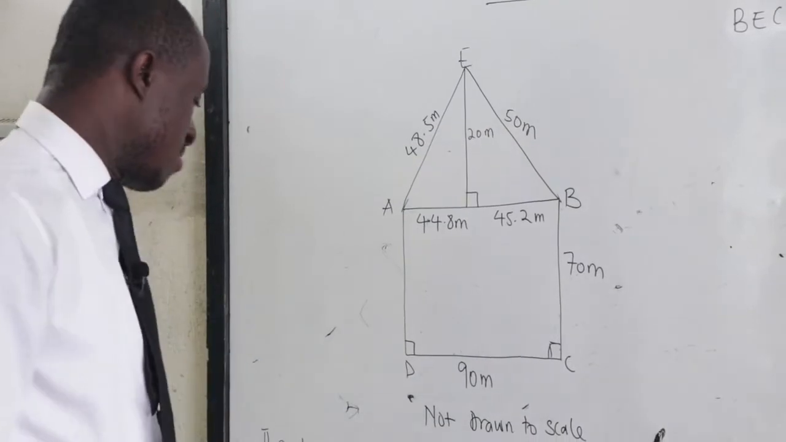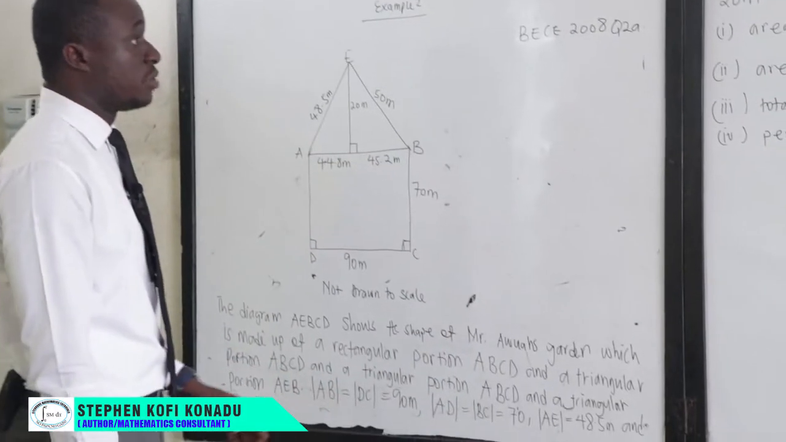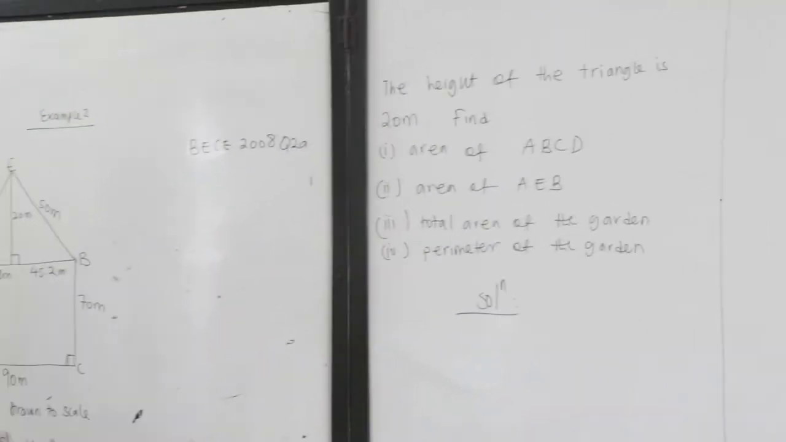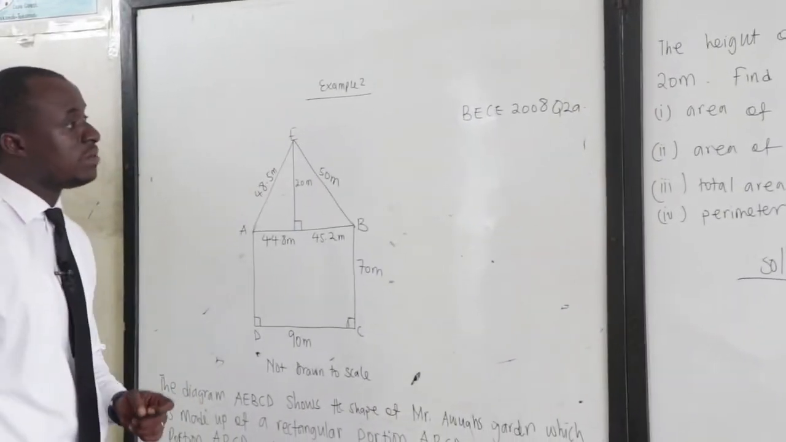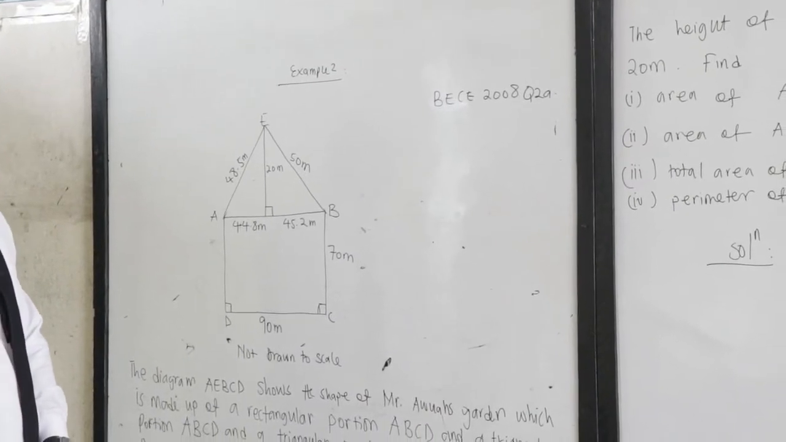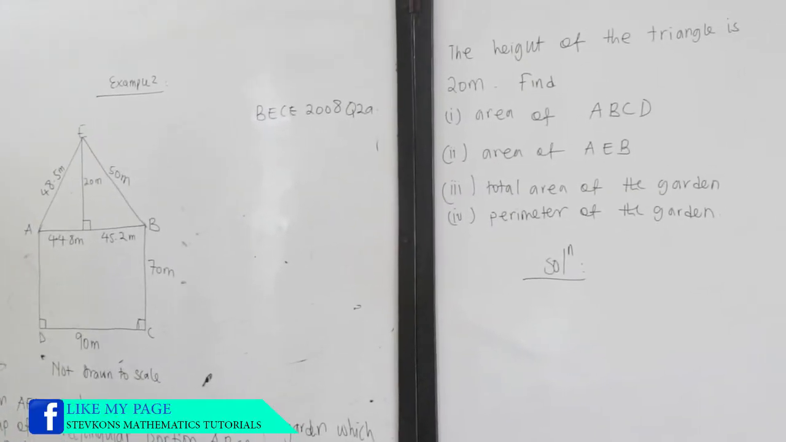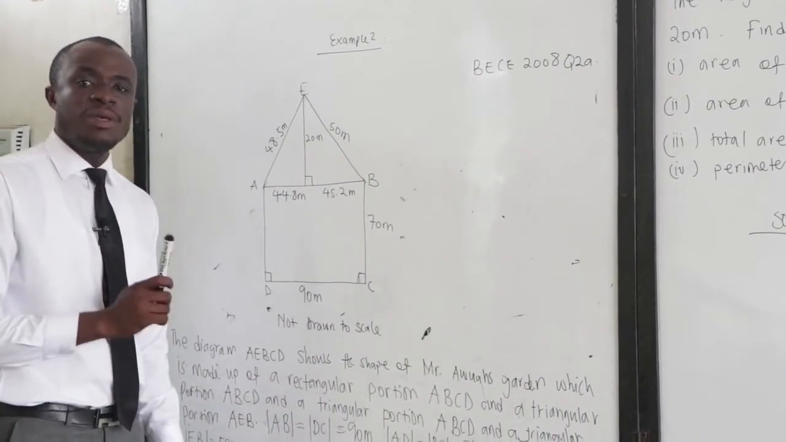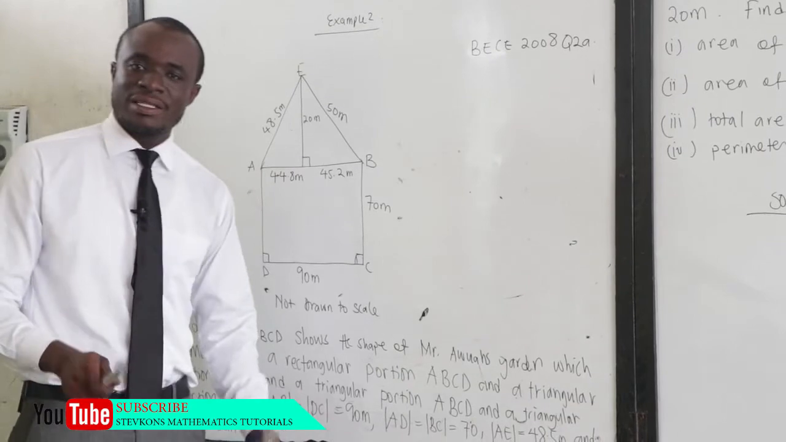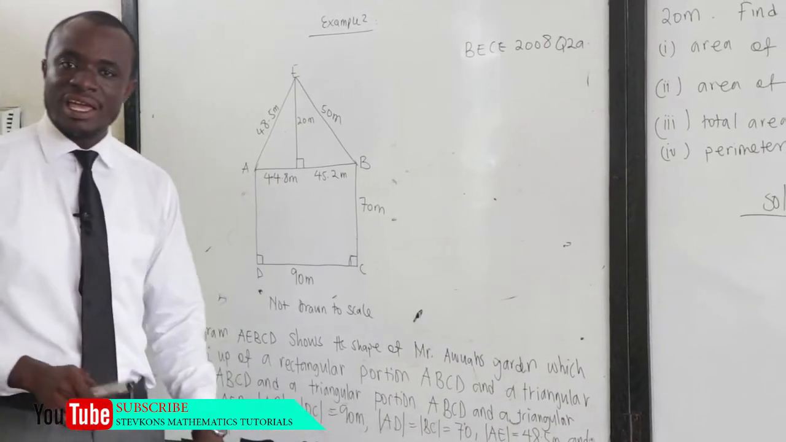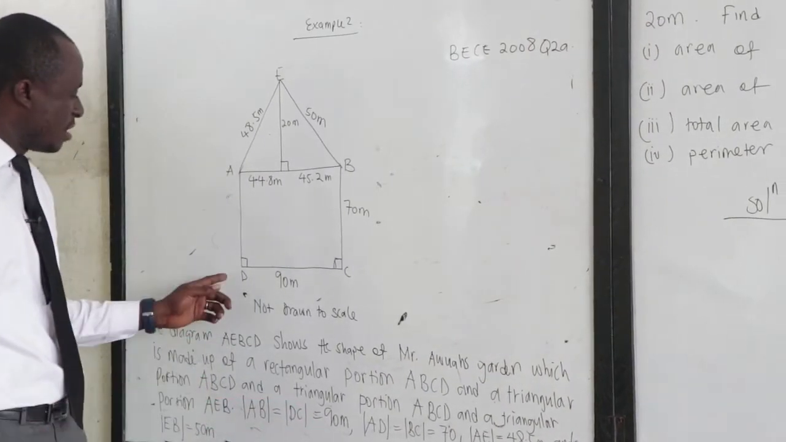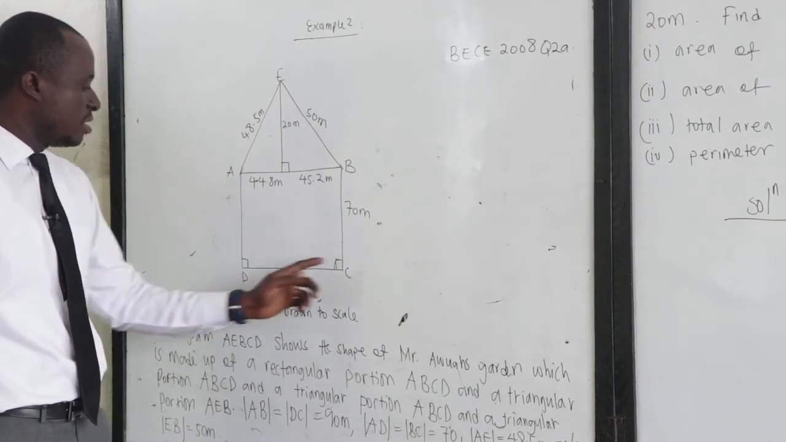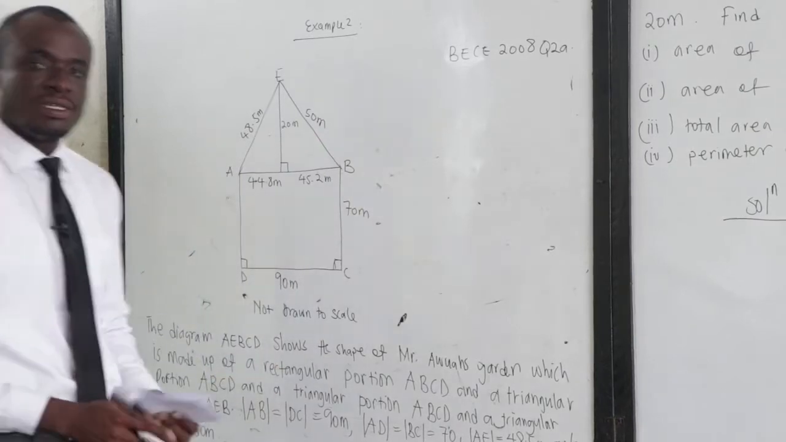Now we are being given the dimensions, and we are told that the height of the triangle is 20 meters. We are being told to find (i) the area of ABCD. Now look at it. ABCD is a rectangle, and the area of a rectangle is length times breadth. So clearly that would be 90 times 70, or DC times BC.